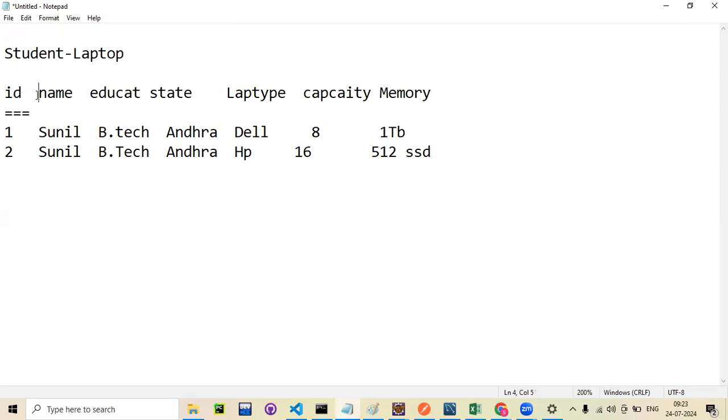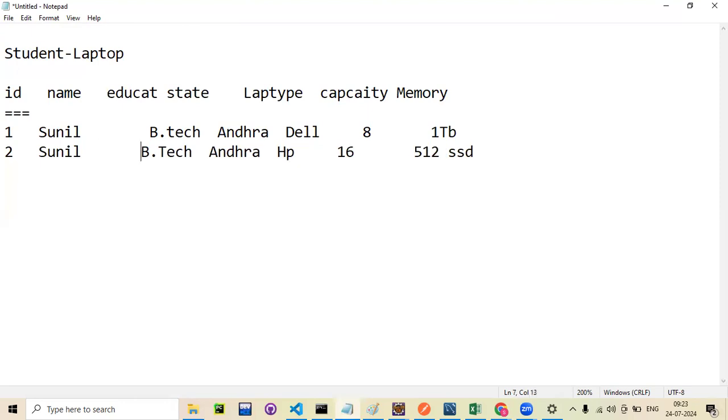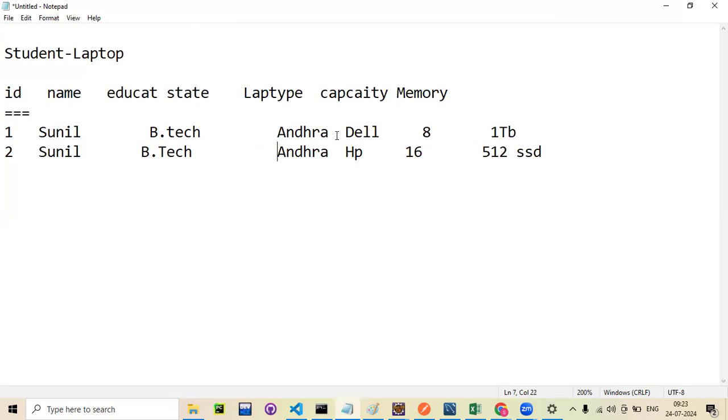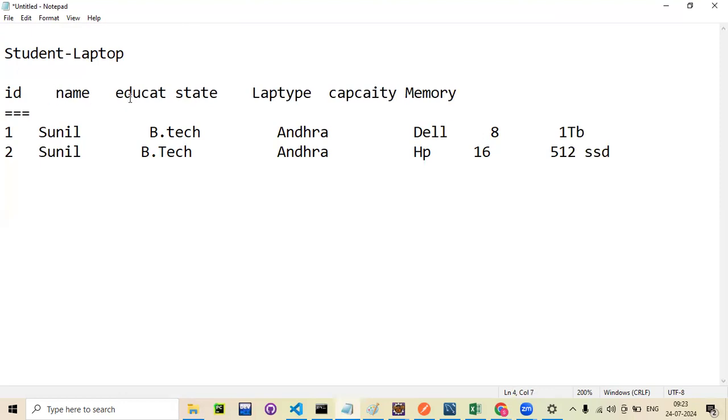So Sumant, have you found any problem with the data in this table? Problem in the sense, one person is using two laptops which have different configurations. No, that is okay, anyone can tell. I'm asking, at the table level, do you feel it is violating any database principles? Yes, the ID is different. No, the ID is not the problem.